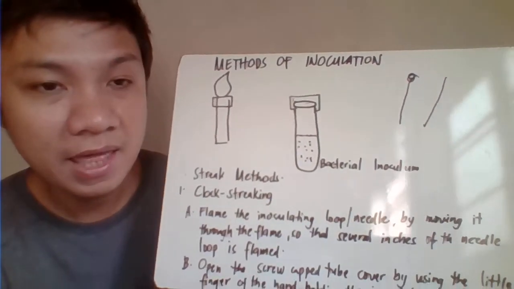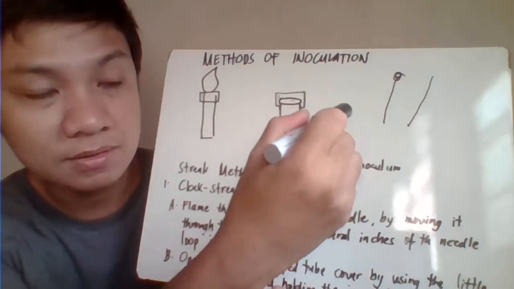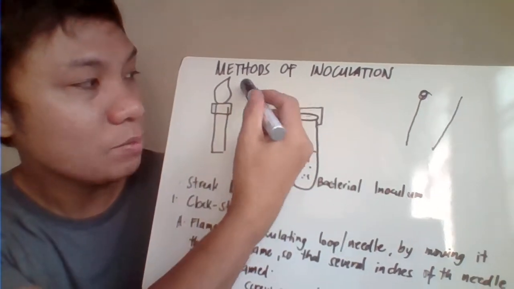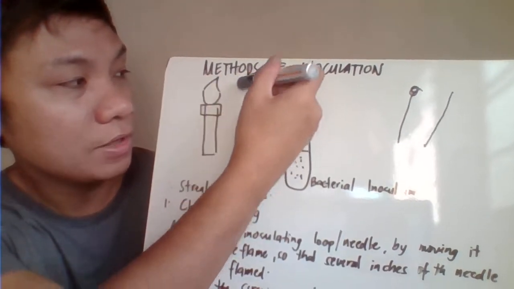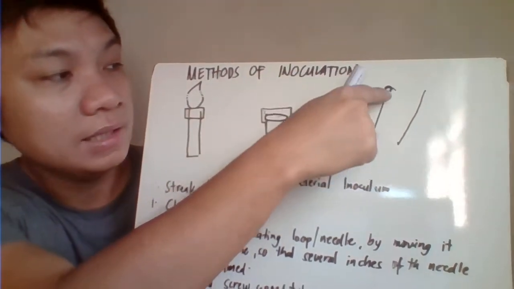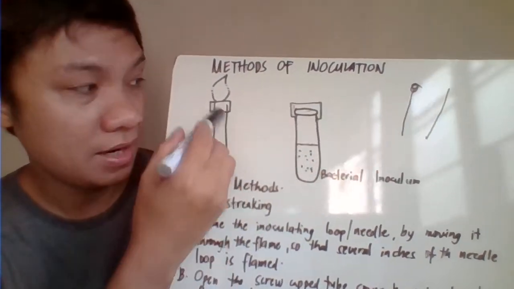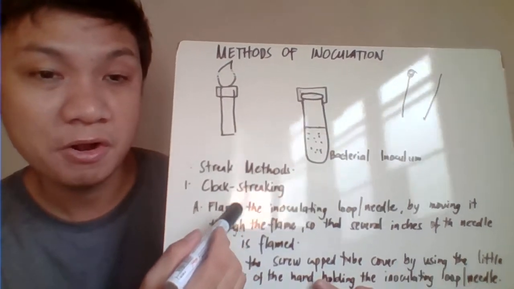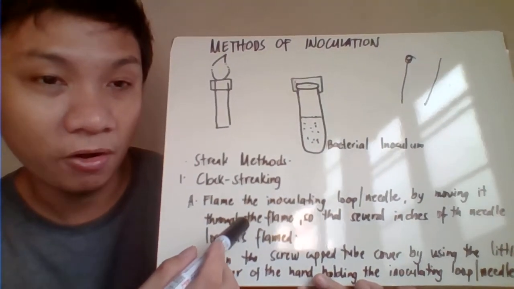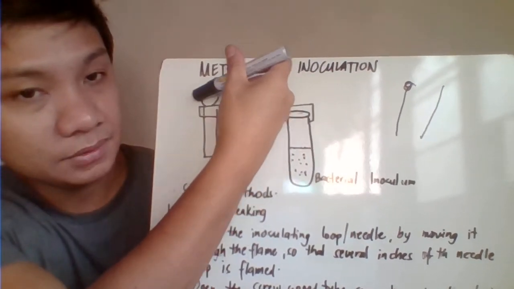Okay? Then you're going to first flame your inoculating loop. You hold that one like that, and try to flame this one by allowing it to pass through like so. Allowing the end portion to be flamed by your Bunsen burner or by your alcohol lamp, allowing it to pass through several times.